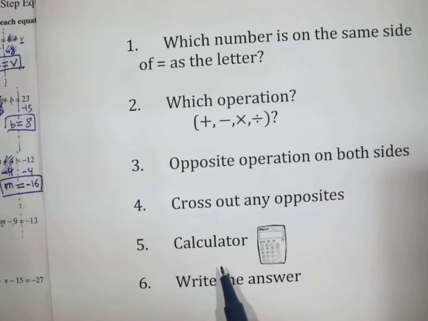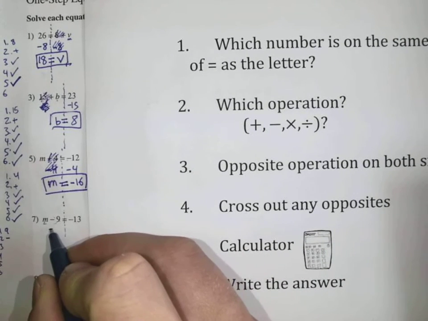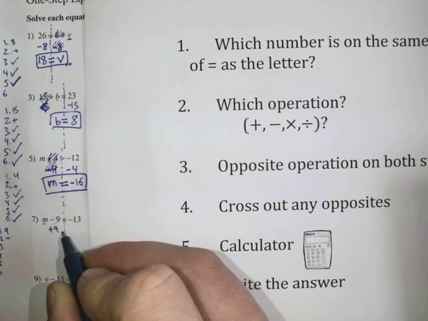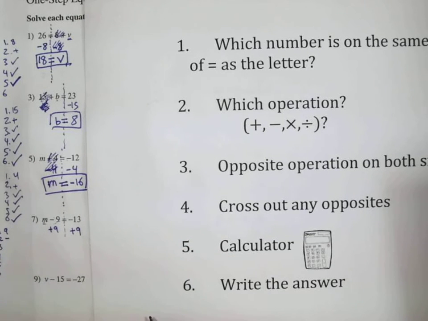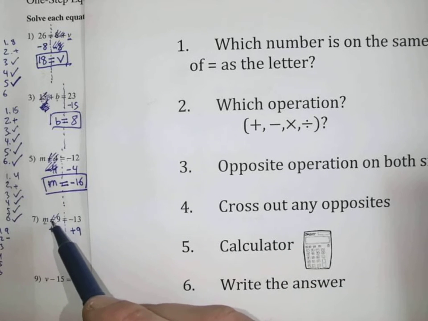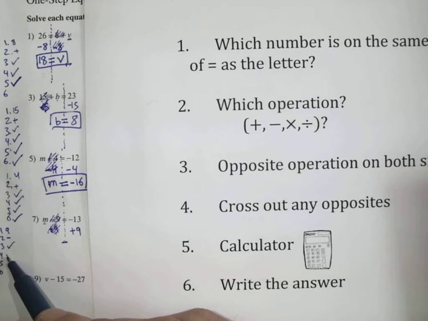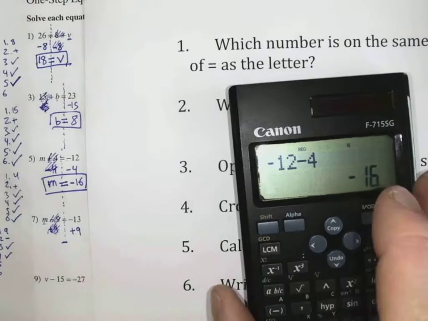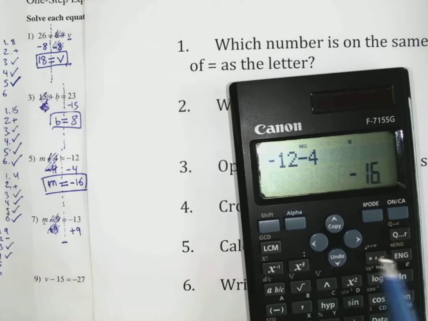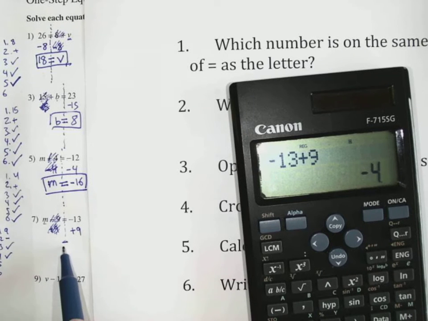Okay. Now we're going to do the opposite operation on both sides. So the opposite of taking away 9, adding 9. So we're going to add 9 to both sides. Okay. We're going to cross out any opposites, which are negative 9 and positive 9. Oh, sorry, I forgot to check these guys. Step 5 is a calculator. So it says negative 13 plus 9. We put that into a calculator. Negative 13 plus 9 equals negative 4.